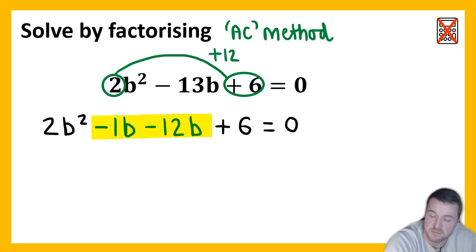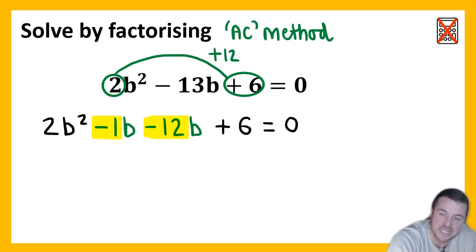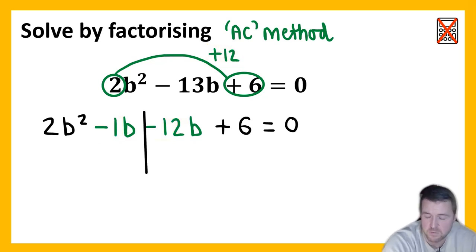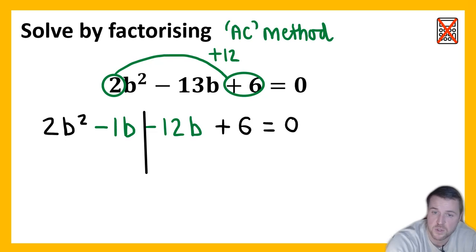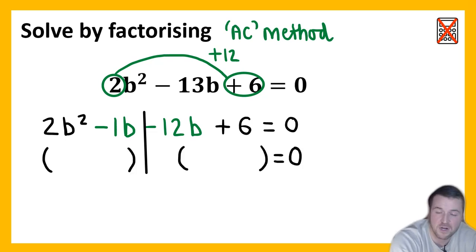Notice how these two terms add to give you negative 13b. And then when you multiply negative 1 by negative 12, we'll get the positive 12 here that we started with. Once you've successfully split into two terms, you can split the four terms in half to have 2 on the left-hand side, 2 on the right-hand side, before factorising each side into a single bracket.